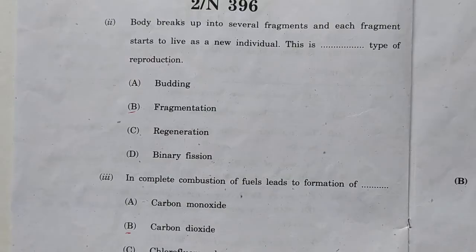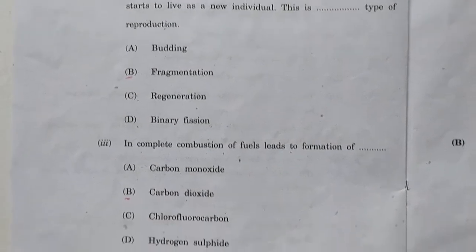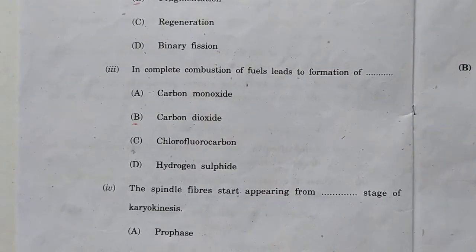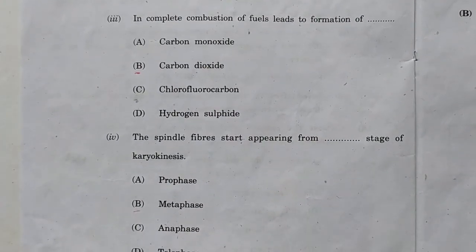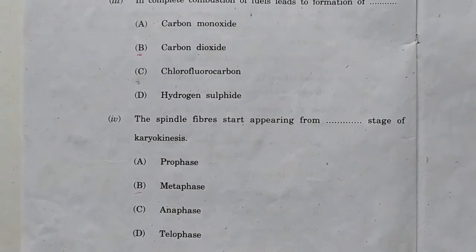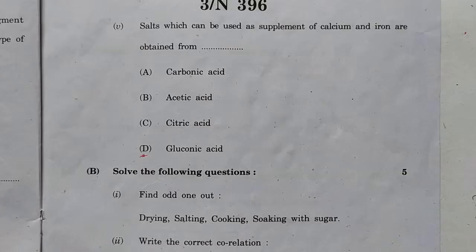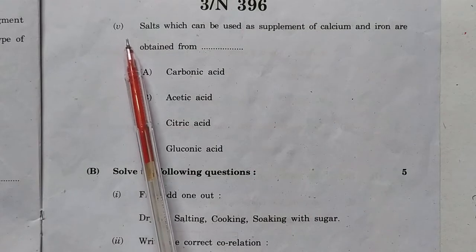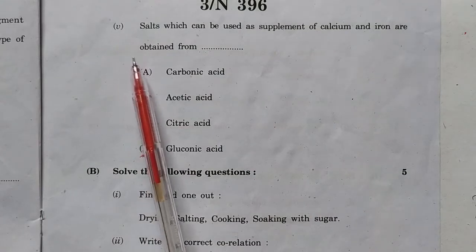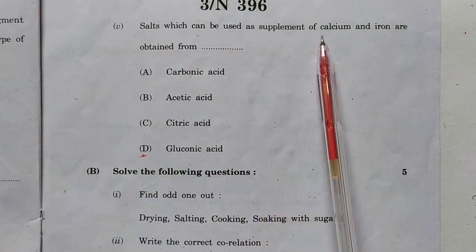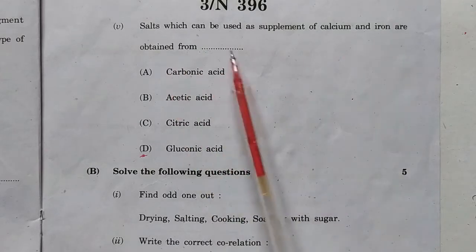So friends, this one is the second optional question from question number 1A, and let's see the third one. Incomplete combustion of fuels leads to formation of, and finally the fourth one, the spindle fibers start appearing from dash stage of karyokinesis, and these are the four options. Now let's see the fifth optional question. So friends, this one is the fifth optional question from question 1A, and the question is salts which can be used as supplement of calcium and iron are obtained from dash.